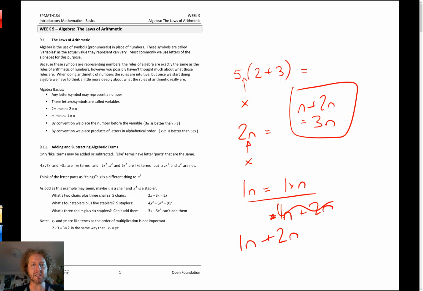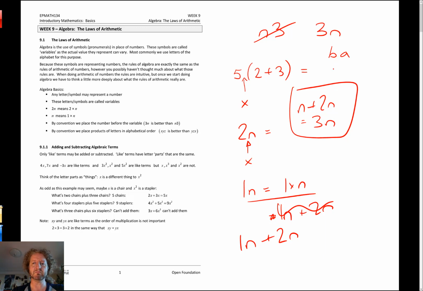By convention, we place the number before the variable. I'm not wrong to write n3, but we prefer to write 3n. Okay, it's by convention. We like to write the number and then the letter, or the symbol. By convention, we also put the letters in order, but it's not always. You'll get questions that talk about BA, an algebraic term BA.